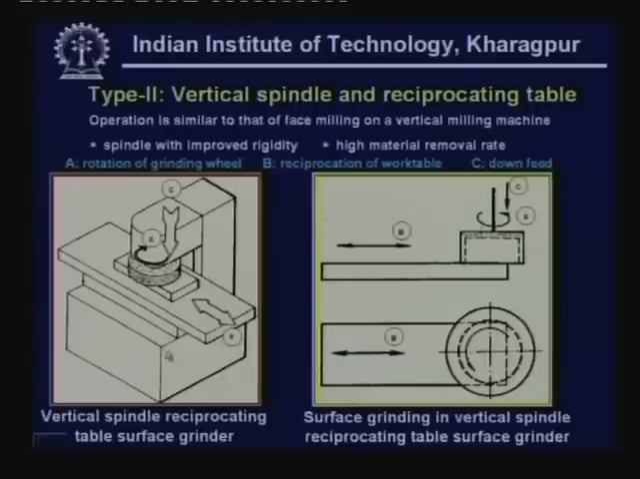Now, in this case, one thing should be noted, that usually the transverse feed is not provided. As we can see in this illustration, the diameter of the wheel is quite large, it covers the entire width of the job. As a result, just by providing this reciprocating motion on this workpiece, the entire width can be well covered by the grinding wheel. Here also we have the basic primary motion on the wheel, the feed motion on the workpiece, and the down feed on the wheel head.